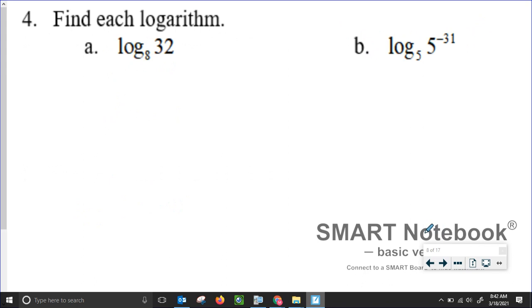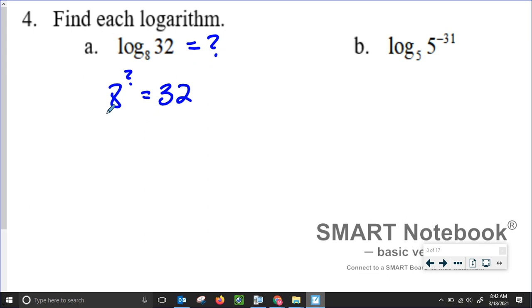All right, now it wants us to find these things. So it's like, okay, what does this equal? We can write it in exponential form. So we get 8 to the question mark is equal to 32. Now, you could use x here. You can use smiley face, dollar sign. It doesn't matter, it's just a placeholder.